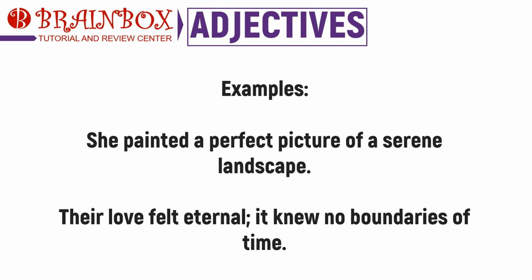For example, she painted a perfect picture of a serene landscape. Perfect is the absolute adjective and it does not have a comparative or superlative form. Another example is: their love felt eternal. It knew no boundaries of time. In this case, eternal is the absolute adjective.